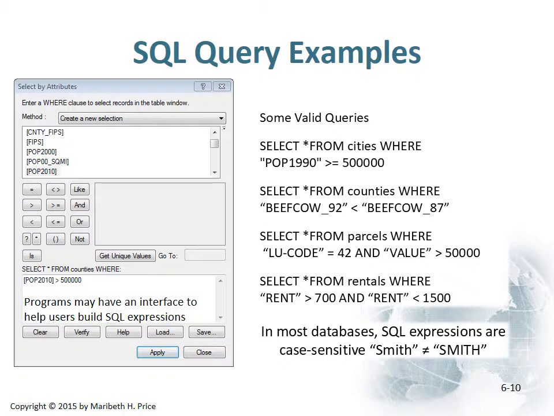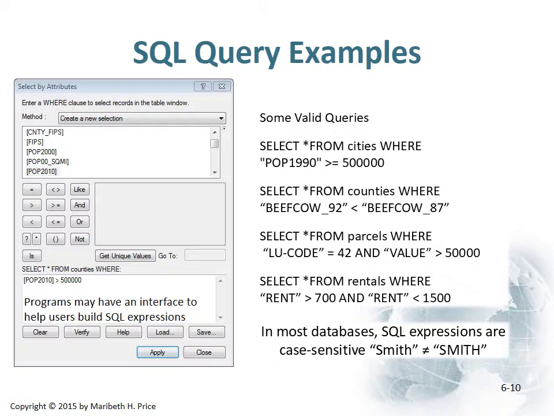Over on the right, some examples of queries from a variable. So again, POP 1990 greater than or equal to 500,000. Every entry from the cities data set that matches that will be the return. The second one, selecting from a counties data set where the value of beef cow underscore 92 is less than beef cow underscore 87. So where we have a reduction in the number of that variable 92 compared to 87. A third one, selecting from parcels where the land use code equals 42 and the value is greater than 50,000. So the returns we're going to get must meet both of those conditions.